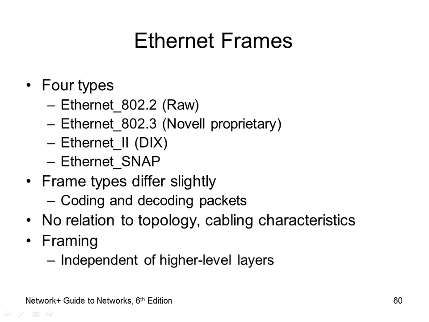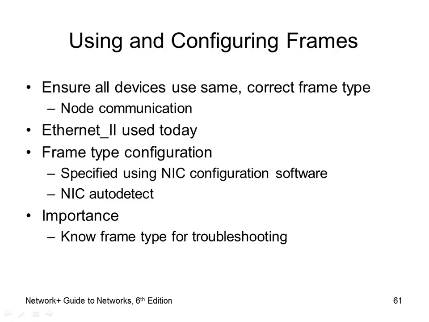802.2 is one of the older ones. 802.3 was Novell. You used to have networks that run 2. Ethernet 2 is an older one, and then SNAP. And even though Ethernet 2 is a little older than the others, it's what's kind of commonly used today.